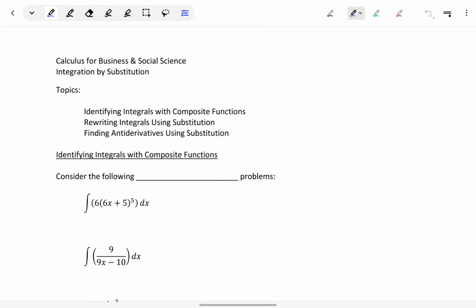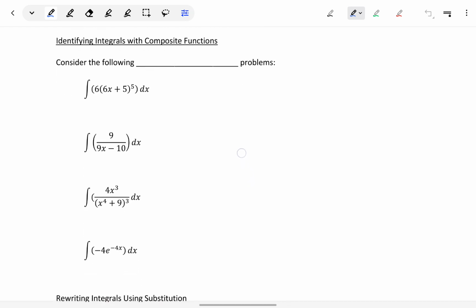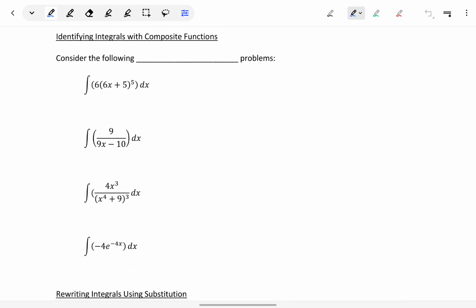We've established some simple rules for integrating or finding the antiderivatives of relatively simple functions. Now we want to start expanding on that with our first integration technique, which is integration by substitution. To help us catch on to when this is the appropriate method to use, we first want to look at identifying integrals with composite functions.